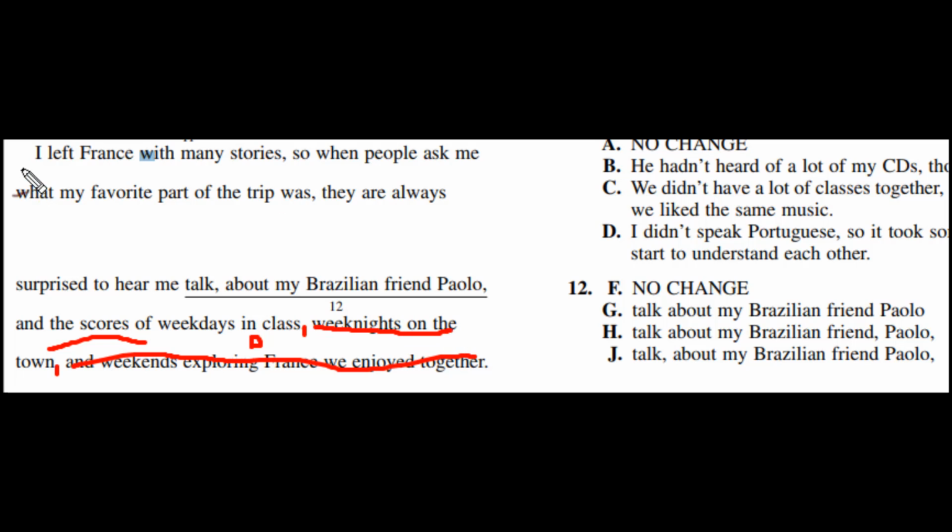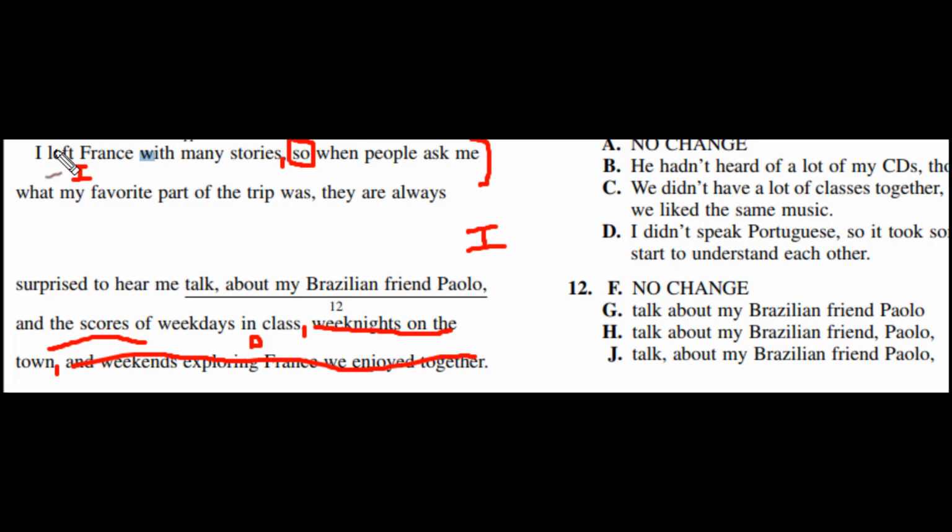Great. Let's go up to the beginning of the sentence now. It says, I left France with many stories. That's an independent clause. And since it's an independent clause, we know that it's either going to be a dependent clause or a fanboys. Here's the comma. So, F-A-N-B-O-Y-S. S in fanboy stands for the word so. So now we know that all of this information, all the way up to class, has to be an independent clause. Are you with me?